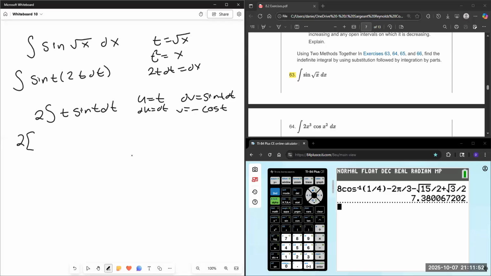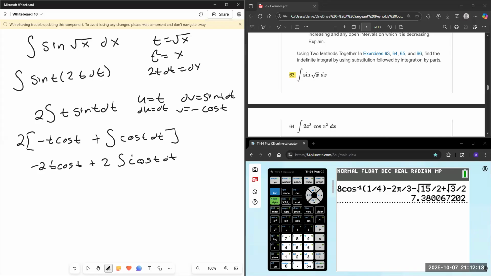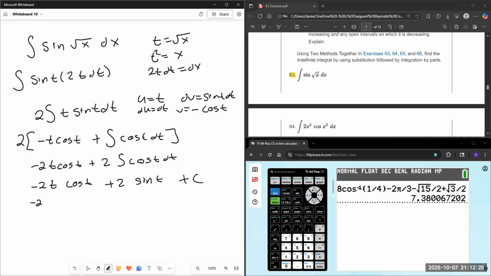So 2 times uv minus the integral of v du, so negative 2t cosine of t plus 2 integral cosine of t dt is a negative 2t cosine of t plus 2 sine of t plus c, and t is equal to the square root of x, so negative 2 root x cosine root x plus 2 sine root x plus c.